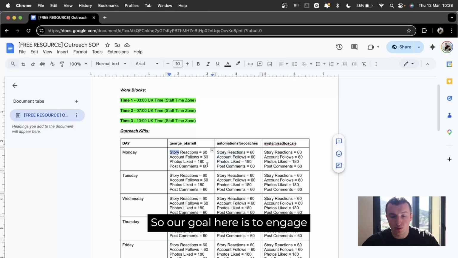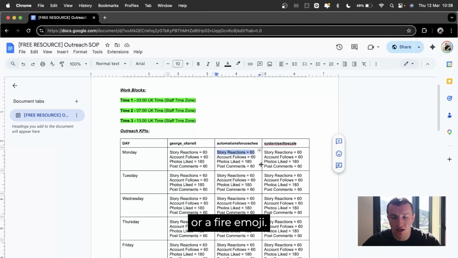So our goal here is to engage on the social media platform with very specific actions. So when we're reacting to stories, we generally would only do like a clapping emoji or a fire emoji, but obviously that's specific to how you generally react to people's stories. And the cool thing with that is we're not just reacting to generic stories. What we're doing is we're reacting to specific account stories, which I'll show you in a second.